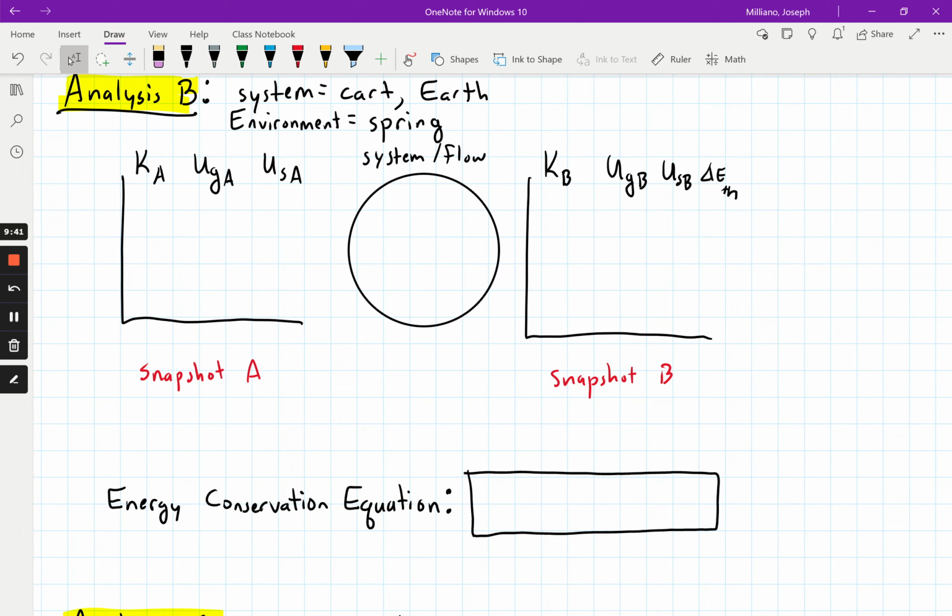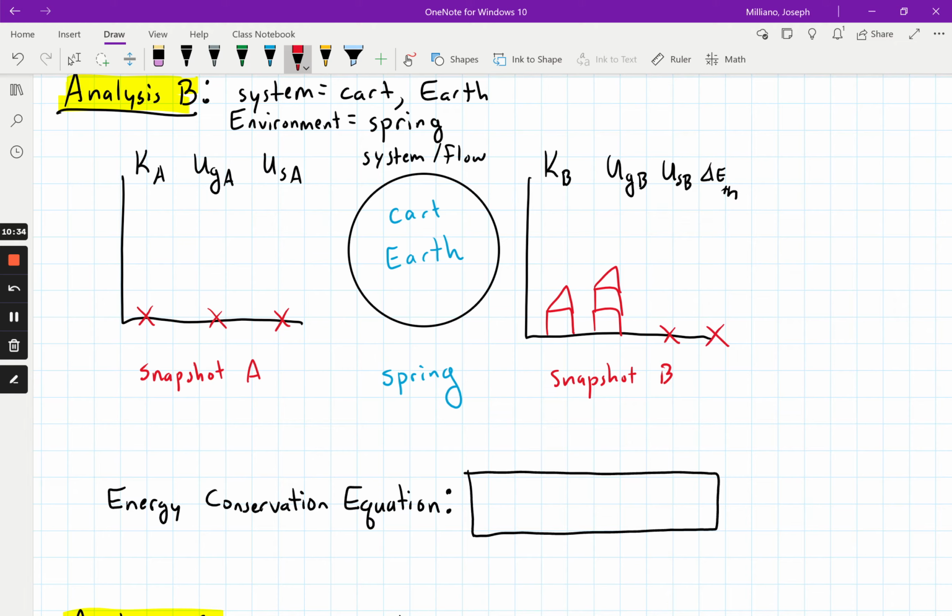Now, what does that mean for snapshot A? There still is 0 gravitational potential energy and kinetic energy in snapshot A, but also there is 0 spring potential energy in the system because the spring exists outside of our system now. In snapshot B, the cart has the same speed and it's at the same height. So we're going to draw the same number of blocks. What happened didn't change. It's just the words we're using to describe the system changed. Still no spring potential energy, and it's still a smooth track.